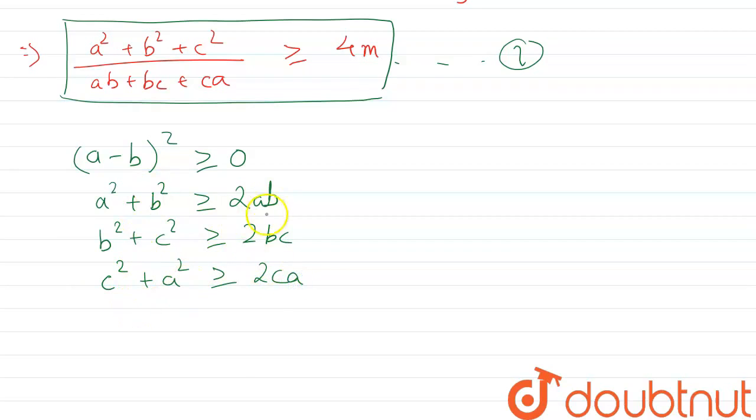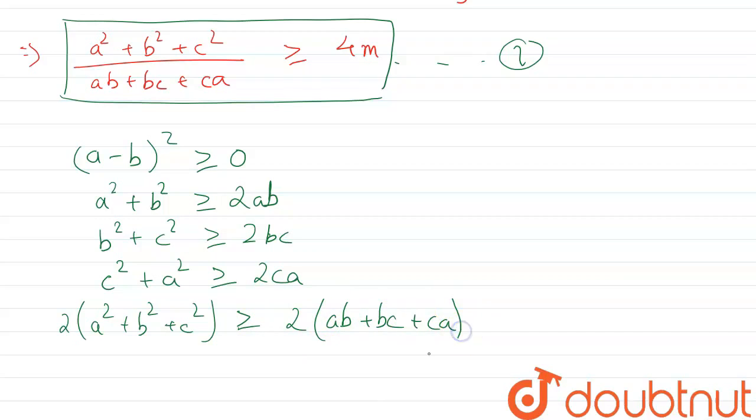Fine. So adding all these, since we know that we can add the inequalities if the inequalities are the same. So adding all, we get 2 times a square plus b square plus c square is greater than or equal to 2 times ab plus bc plus ca.